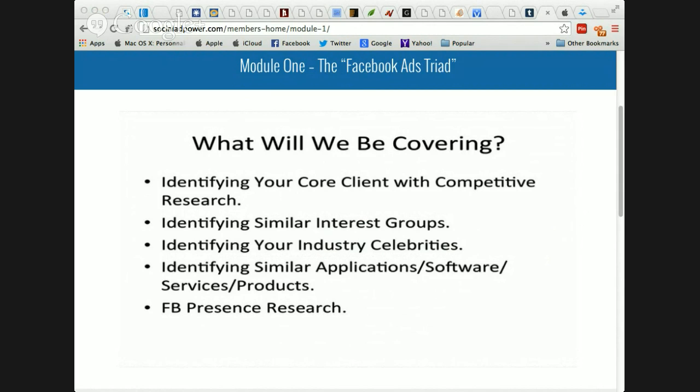We're also going to be identifying your industry celebrities. The reason we're finding your industry celebrities is that when we're doing our ad targeting later on, we're going to want to know the people that we can go after and basically take their audiences. It's the same thing as the similar interest groups. If we know whose audiences we're going after, then we're going to really be able to dial in our ads, and we're going to be using research that other people have already done.